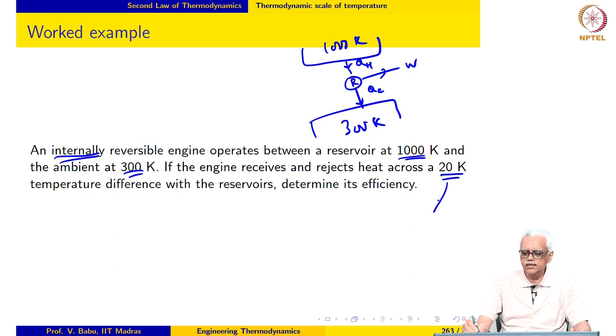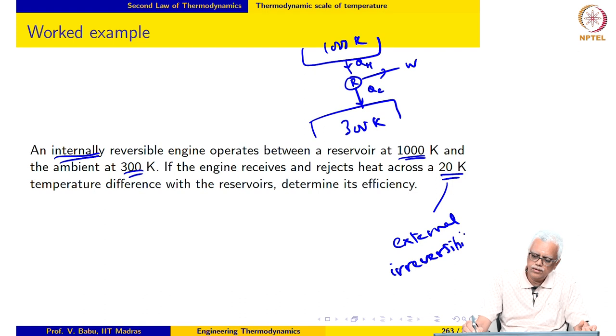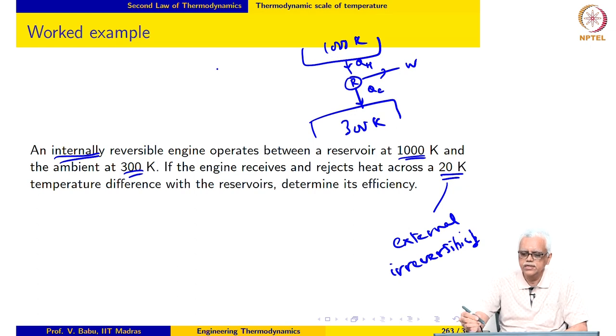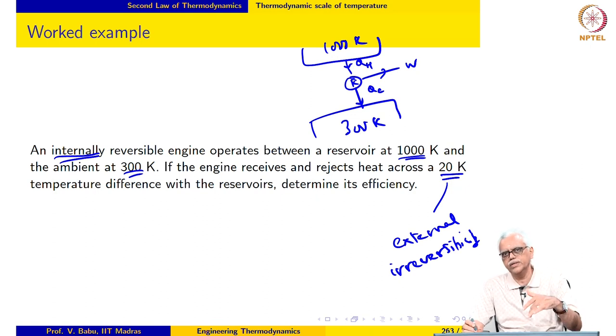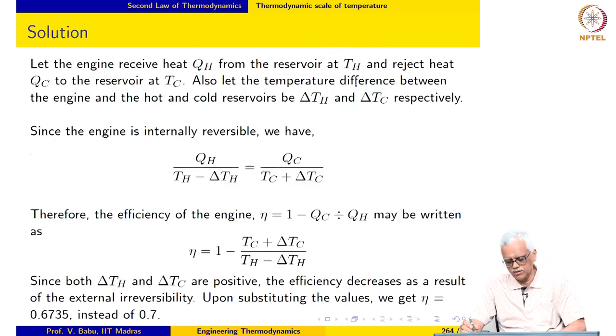So, this means that in this device we have external irreversibilities. Remember, heat transfer across a finite temperature difference was classified as an external irreversibility. So, this is a device which operates with external irreversibility. We are asked to calculate its efficiency. The engine receives QH from the reservoir at TH and rejects QC. Assuming that it operates in a Carnot cycle, the engine is at 980 Kelvin, 1000 minus 20, when it receives the heat, and at 320 Kelvin when it rejects heat to the reservoir.